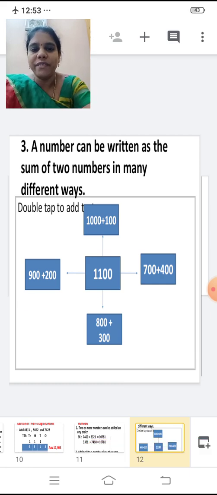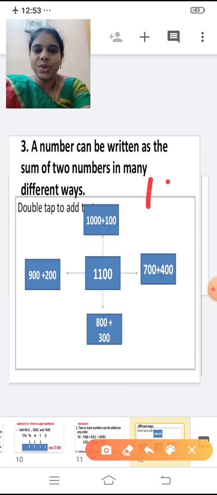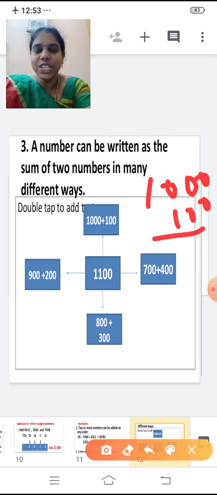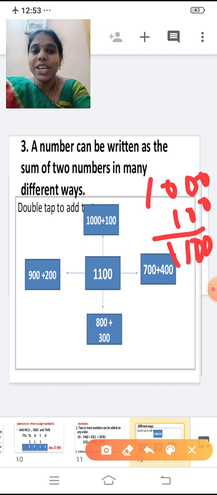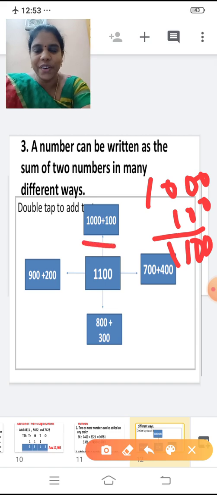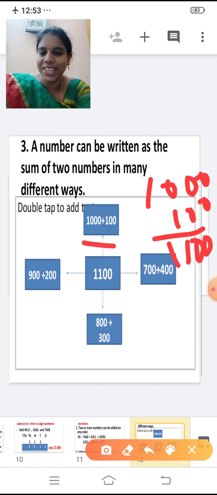In the same way, when I'm adding 1,000 plus 100, what is the answer? 0 plus 0, 0. Again 0 plus 0, 0. 0 plus 1, 1, 1. So when you add 1,000 plus 100 also, the answer is 1,100. So we can write the number in many different ways.